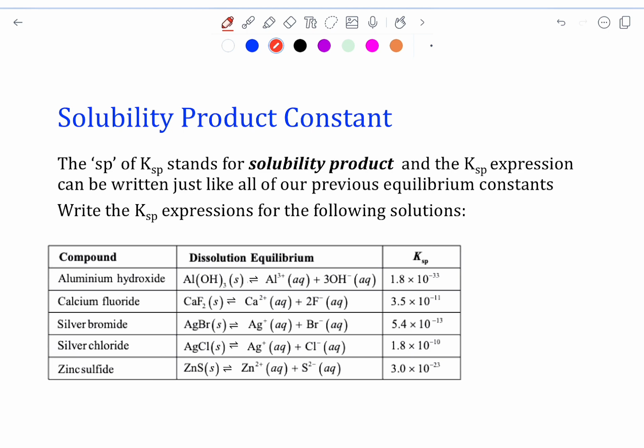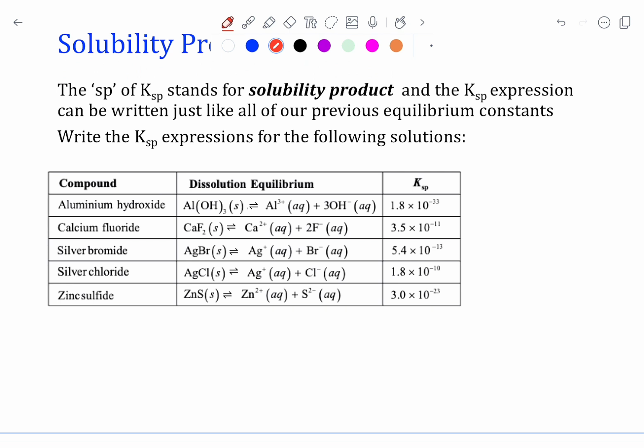So here I have a bunch of compounds that are dissolving in equilibrium and their Ksp values. These Ksp values can be found in the data tab on ALEKS, as well as Appendix 3 in your textbook. Okay, so you can find those values in two separate places. And again, there's more of them. This is just 5 of the many. So what I want to do here is write the Ksp expressions for these solutions.